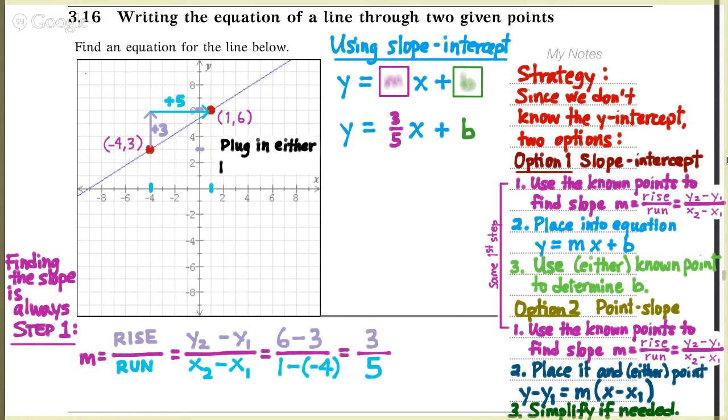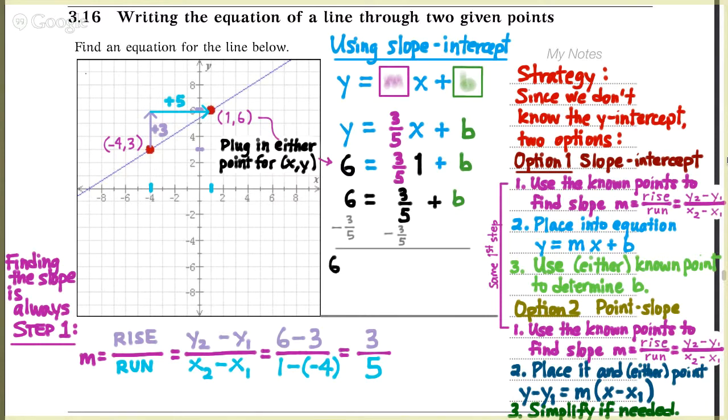So for instance, if I want to choose, let's say 1, 6, I like using that because it's got positive coordinates. So I don't have to worry about making too many sign errors. That means I'm going to plug in a 1 for x and a 6 for y into my equation. So I get 6 equals 3/5 times 1 plus b. Now the only unknown that's left is b, which means we can solve this equation and get b by itself. 3/5 times 1 is equal to 3/5. So to get b by itself, all I need to do is subtract 3/5 from both sides. So b is equal to 6 minus 3/5.